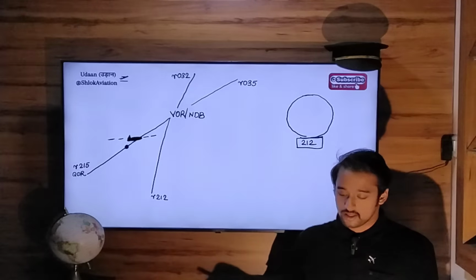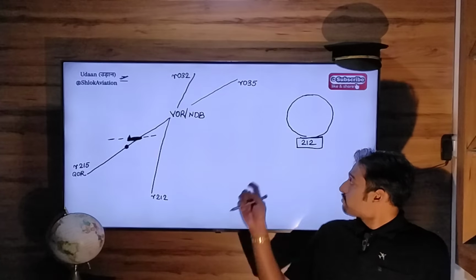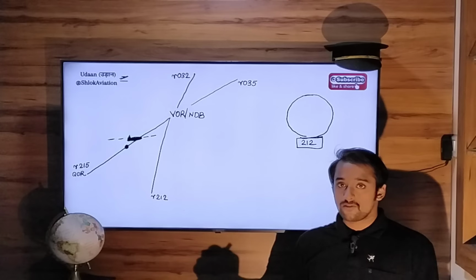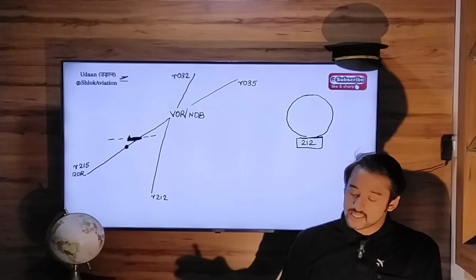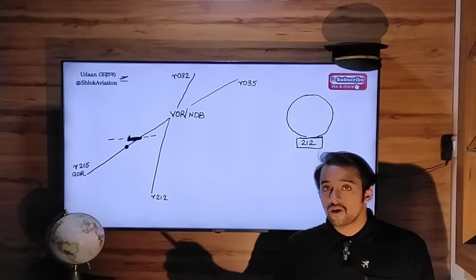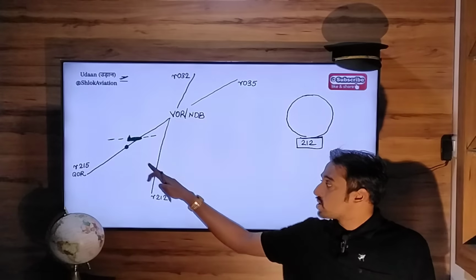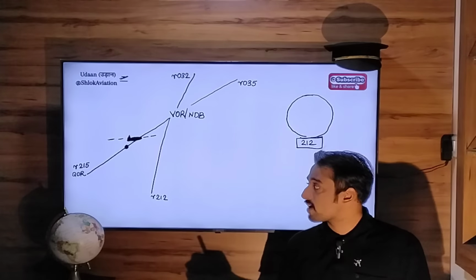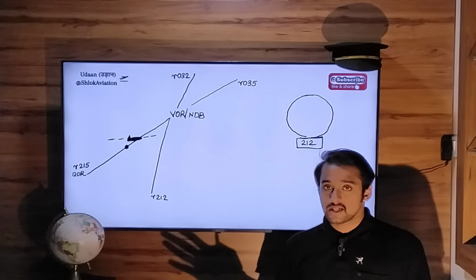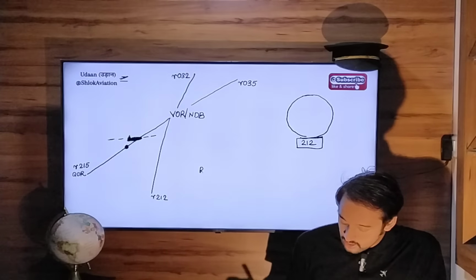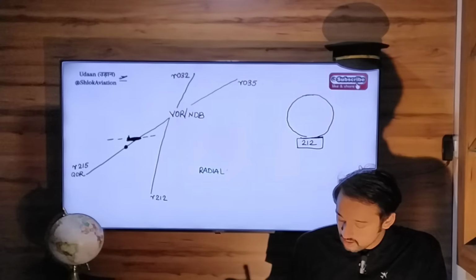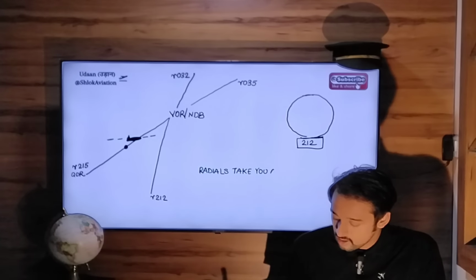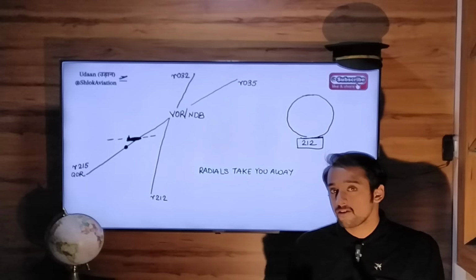Heading is 041. Now in the OBS selector we have put a bearing of 212. So with this, what will the CDI needle show? 212 is to the left hand side of 215, right? The work of all your radials is to take you away from the station.